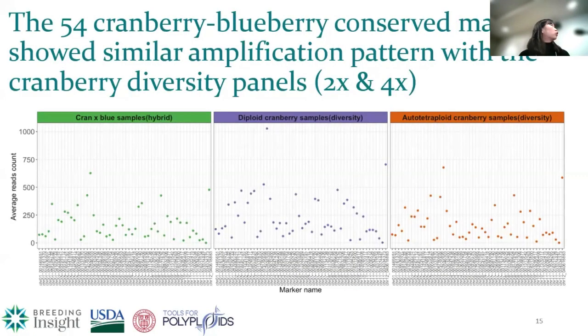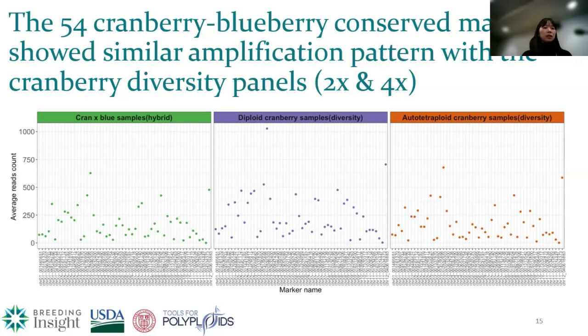Next, to evaluate the 54 cranberry-blueberry conserved markers, we genotyped cranberry-blueberry hybrid samples. But before we dive into the dosage calling step, we have no idea whether these markers were amplified in the cranberry subgenome, the blueberry subgenome, or all four subgenomes. So first we checked the mean read depth of these markers in hybrids, using diploid and autotetraploid cranberry samples as the benchmark for comparison.